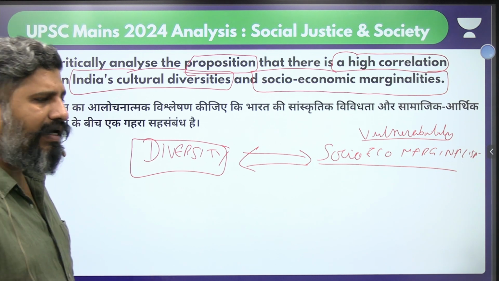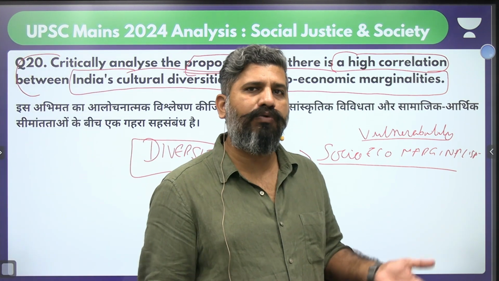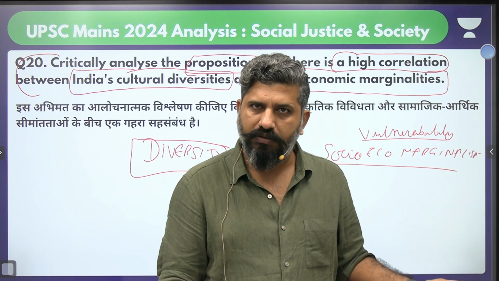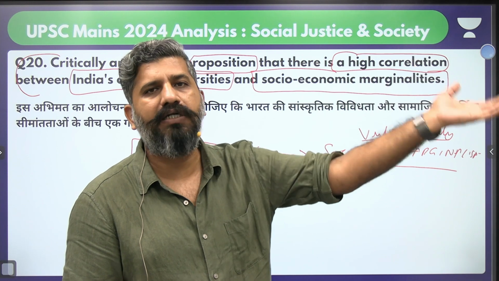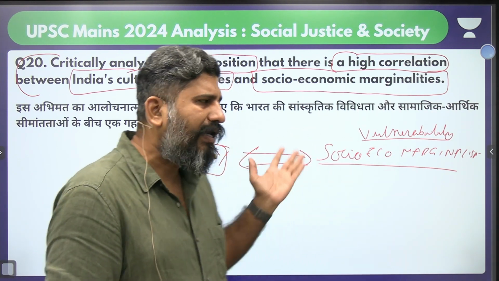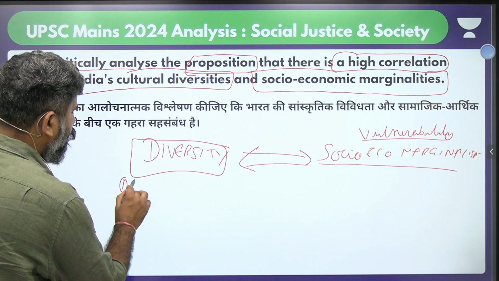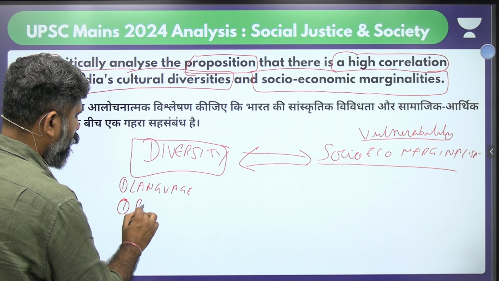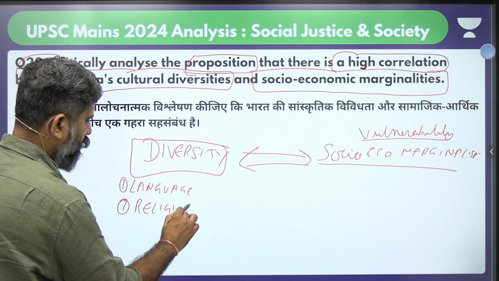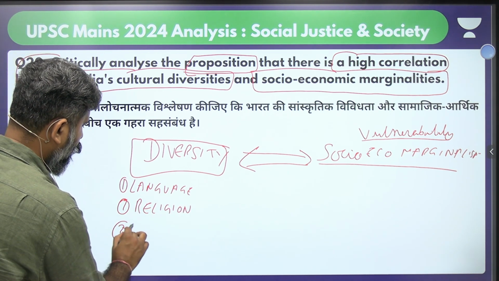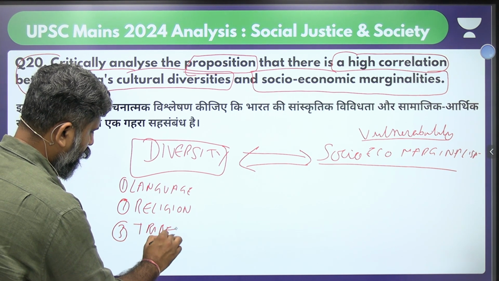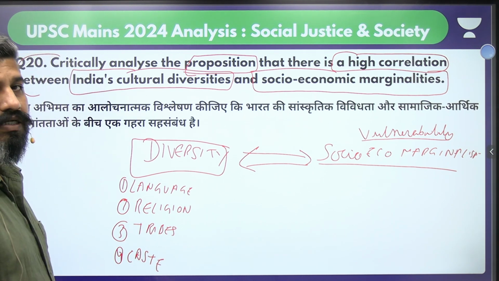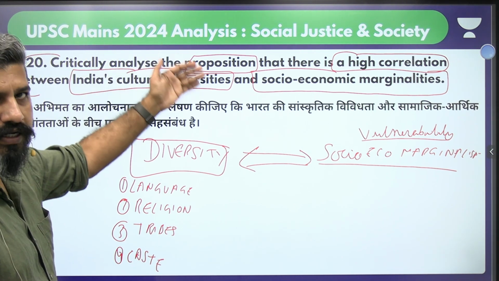Now, diversity inherently is not problematic, that we've already seen, because a similar question was asked in which we were required to relate regional disparity with regional diversity, or diversity in general, right? If you look at diversity, it can be seen from which perspectives? Language, religion, tribes, caste. They are asking us to critically analyze if this proposition is fine.